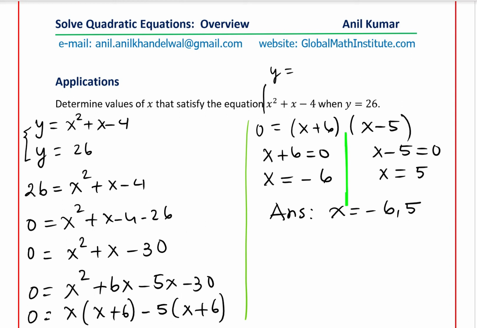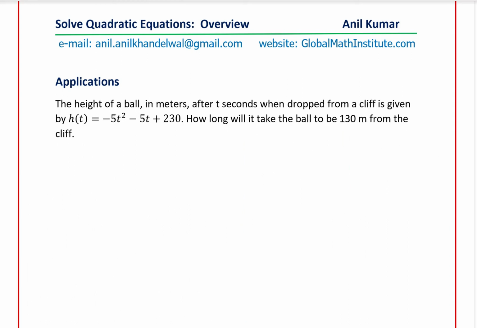Let's take the next example now, which is an application question. It says, the height of a ball in meters after t seconds when dropped from a cliff is given by h of t equals minus 5t squared minus 5t plus 230. How long will it take the ball to be 130 meters from the cliff? So let's try to understand the question, which says that the height h of t is equal to minus 5t squared minus 5t plus 230.